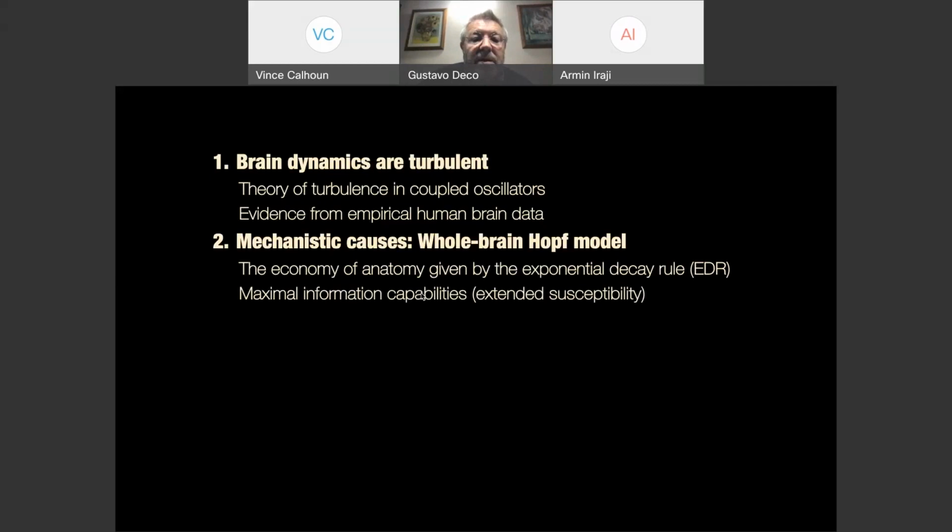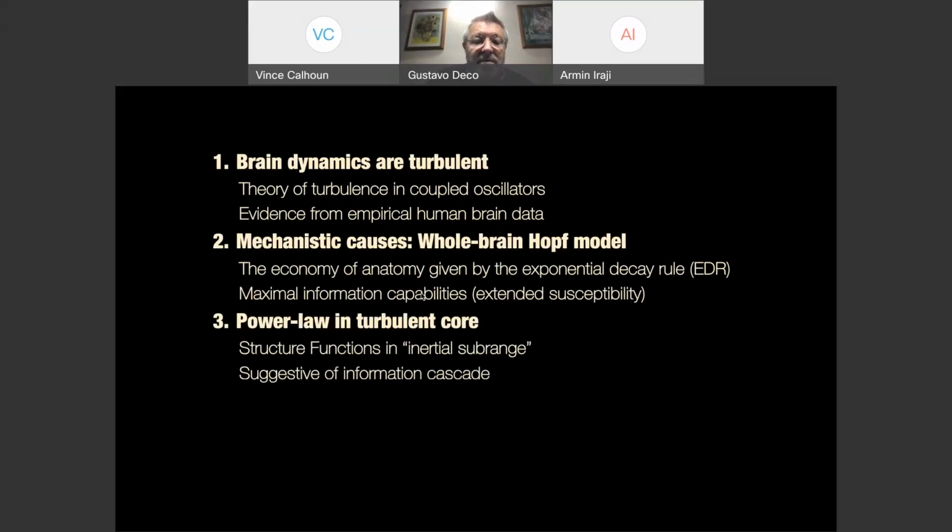Therefore, in the second part of the talk, I will really try to explain the emergence of turbulence in the context of brain dynamics by using whole-brain models. I will use, in fact, a Hopf model that, as I mentioned before, was already used in the context of fluid dynamics, and we use it in the context of neuroscience, of human brain dynamics. Then I will very briefly refer back to the original motivation, that we also find power laws in the functional connectivity or in the structure functions in the context of brain dynamics. And that will close the circle, saying that turbulence is there not as an epiphenomenon, but really as a way of implementing an efficient transmission of information across space-time.